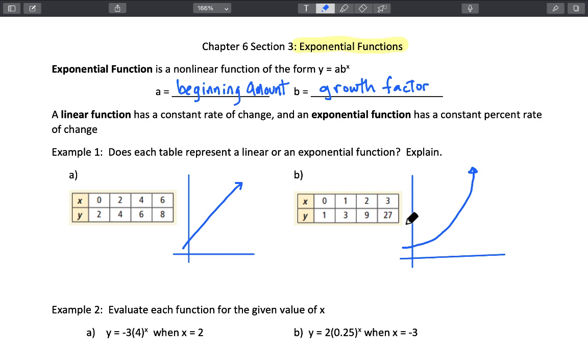Welcome to Unit 6, Section 3. In the last few sections, we've taken a look at properties of exponents. Today, we're going to take a look at exponential functions. So, functions that have exponents.